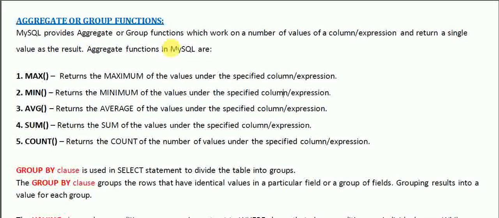Aggregate functions in MySQL are: first one is max, returns maximum value; then min, returns minimum value; next is average, returns the average of the values; then sum, returns the sum of the values; then count, returns the count of the number of values. So these are the aggregate functions available in MySQL, which apply on a group of rows.